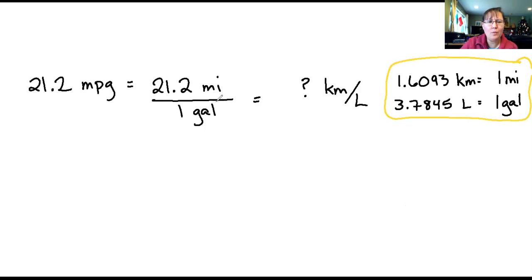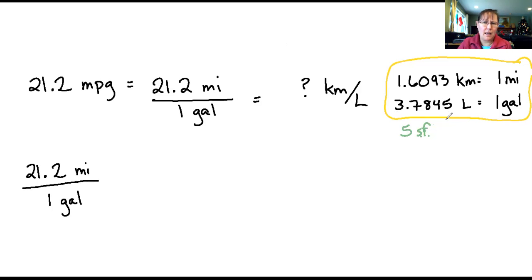Okay, so now we take our given here, 21.2 miles per 1 gallon. And before I go on, let's go ahead and take a look at our significant figures. These 1.6093 and 3.7854 each have 5 significant figures.